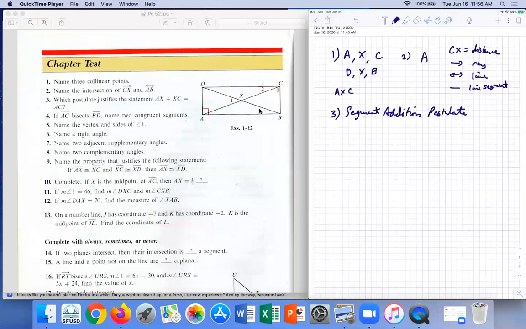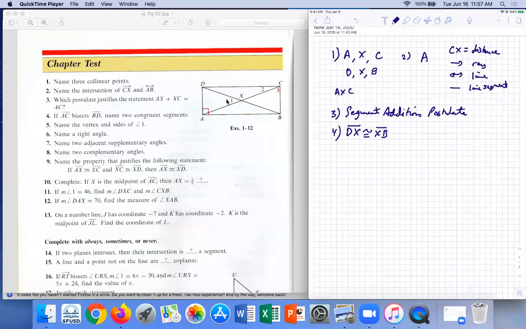So for number 4, if AC bisects BD, AC is cutting BD into two equal parts, right? So AC cuts BD, bisects it. They both share an intersection, X. That means DX is congruent to XB. It's asking for congruent segments, and you put the segments, right? DX is congruent to XB.